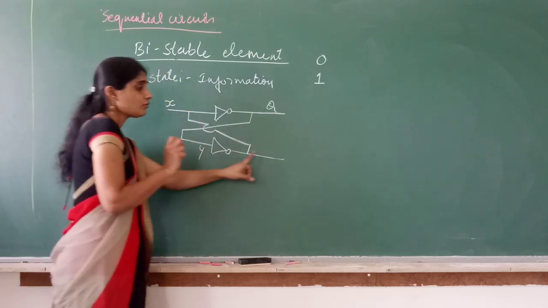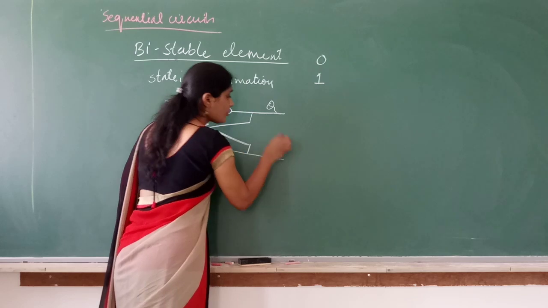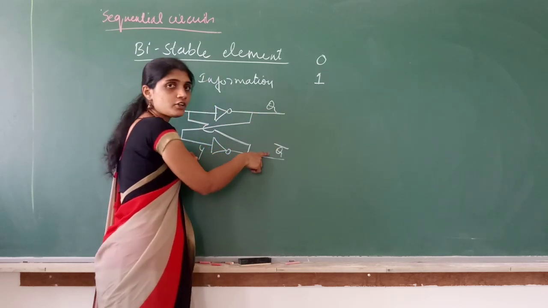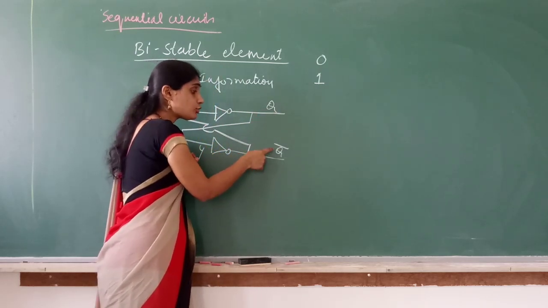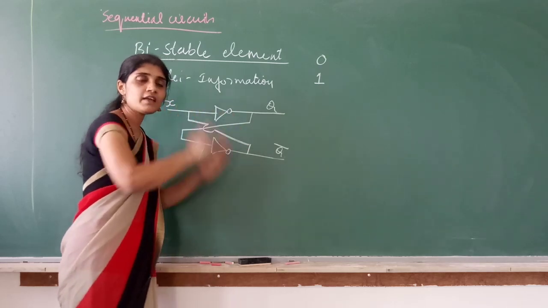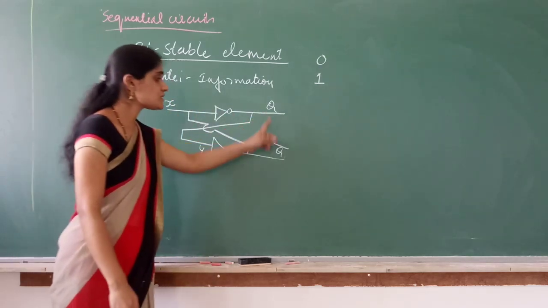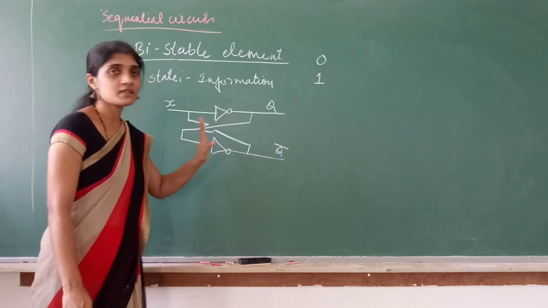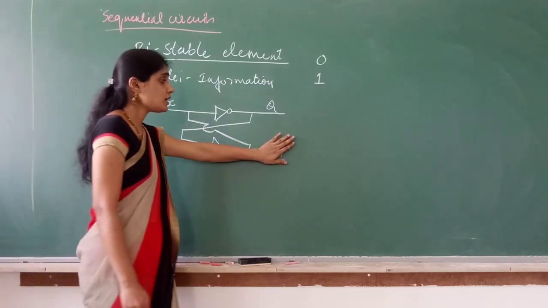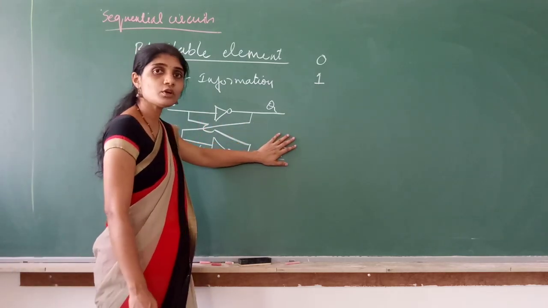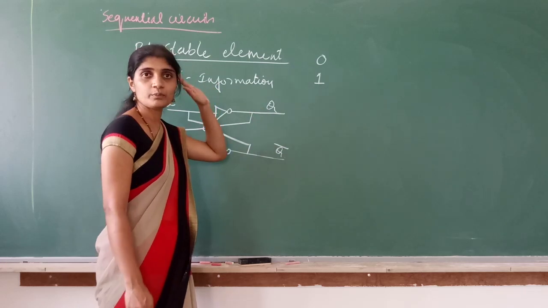Q bar is just the complement of Q. Whatever output you get here, the complement of that you are going to get here. You need not worry too much about Q bar. Q bar is always the complement of Q. If Q is 0, Q bar is 1. If Q is 1, Q bar is 0. That's all. You need to worry about only Q. Once you decide Q, Q bar is just the complement.